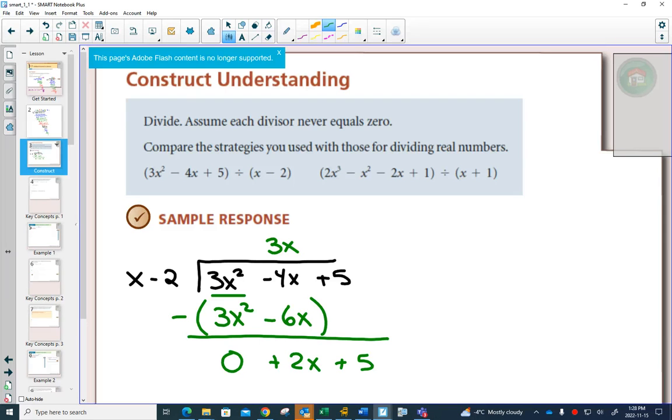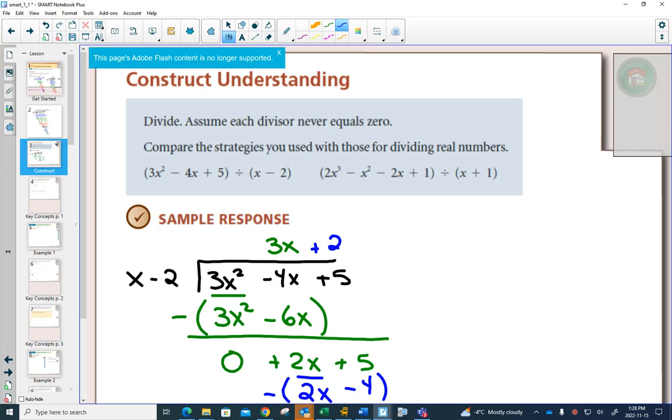And we repeat the process, so I switch colors. Now, my first term is a 2x. Is there something I can multiply x minus 2 by to get a 2x? A 2. Put that above my 1's column, my constant. 2 times x, sure enough, that's 2x. And 2 times negative 2, that's minus 4. Put it in brackets and subtract.